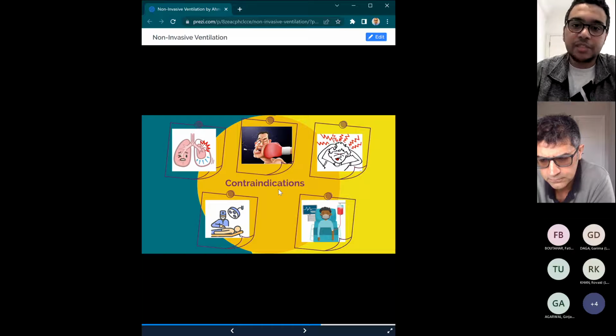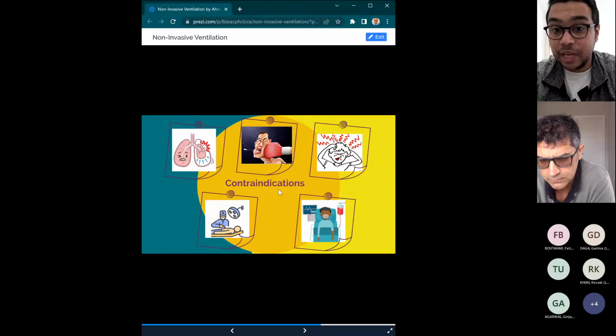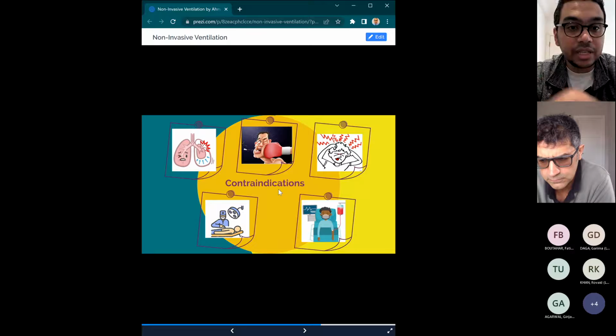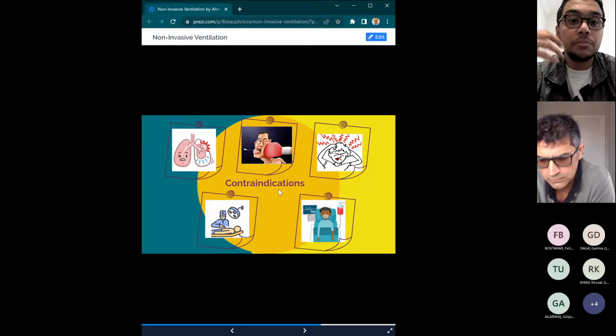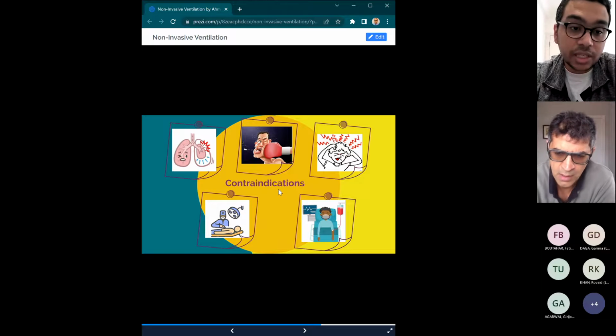Facial trauma, if you have a patient with facial trauma, recent nasal surgery, any fracture in the face, traumatic patient, be very careful using NIV because of the sealing of the mask on their face. Patients with increased intracranial pressure, that's very, very important because the pressure from the mask might trigger agitation, might trigger hypertension, and might trigger increased intracranial pressure as one of the complications of NIV. So be very, very careful with that.